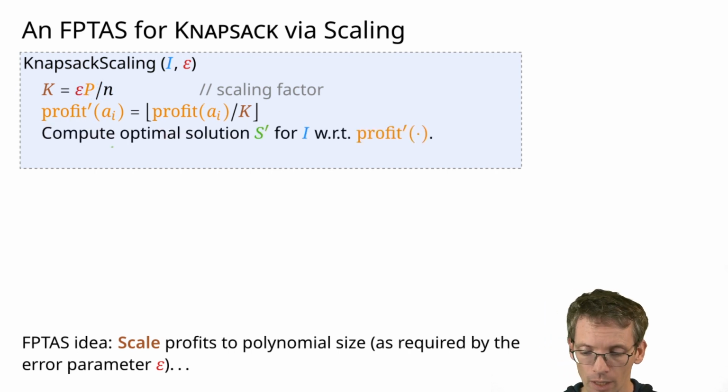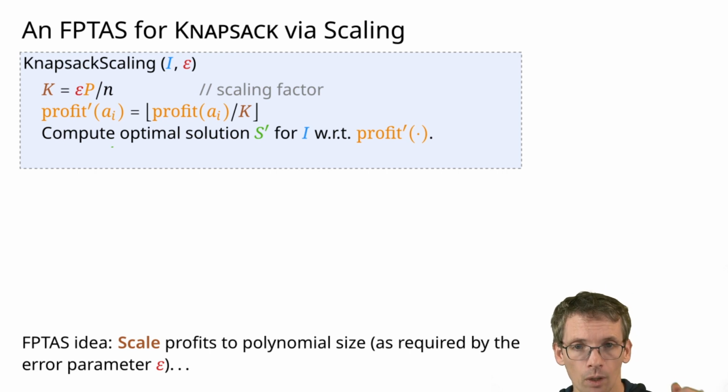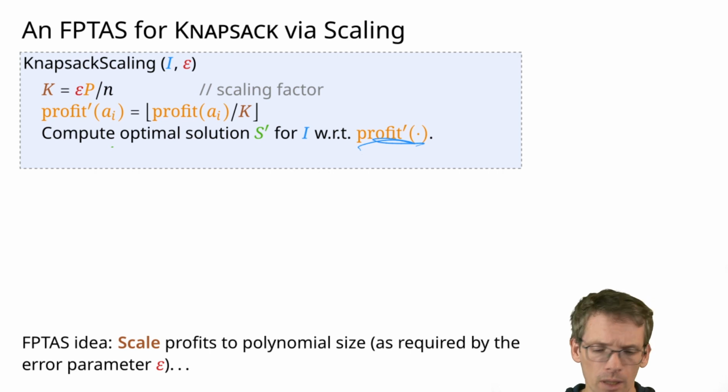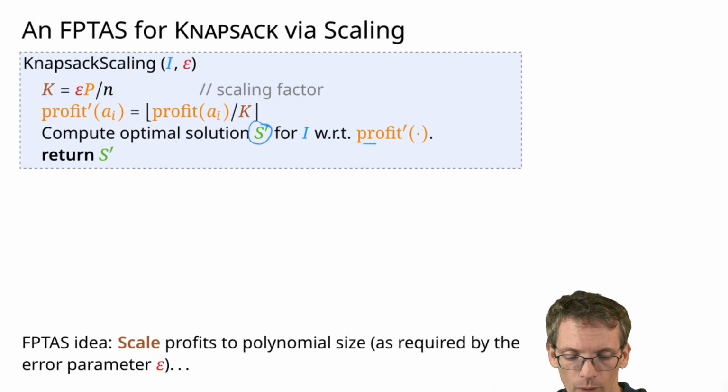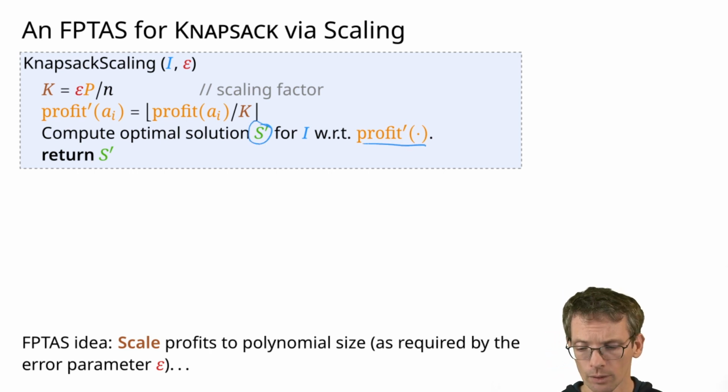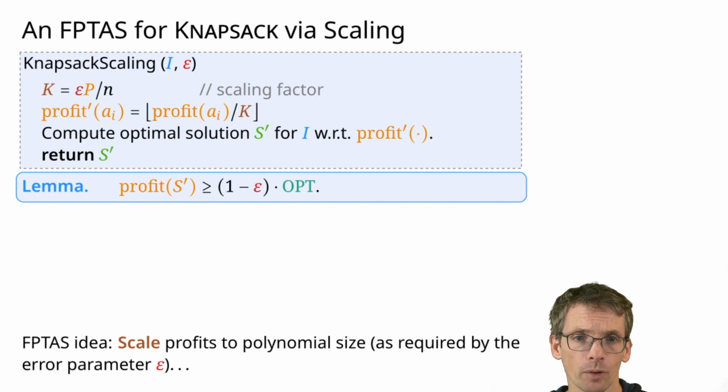And the idea of the algorithm now is simply to compute a solution for the new set of profits. This can be done, as we will see, in polynomial time in terms of n and 1 divided by epsilon. And the solution to this is simply the solution that we then return for our original problem. So we have to show that the optimal solution for this modified profit is also a good solution for the original profit. And that is captured by the following lemma.